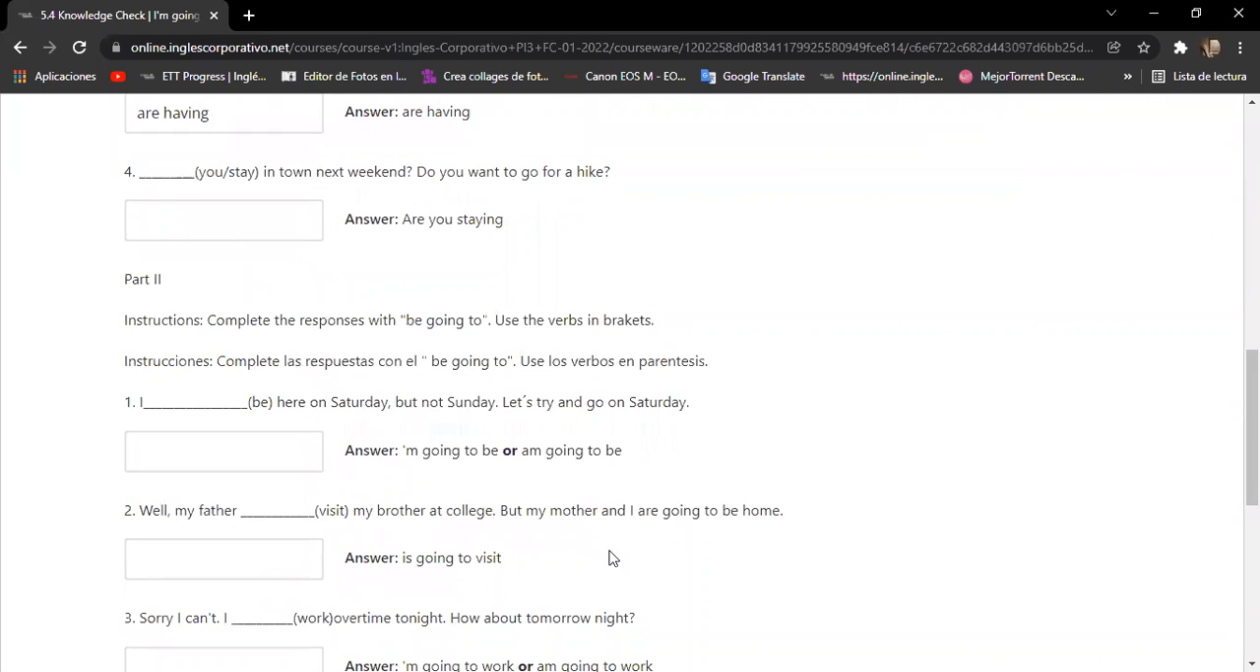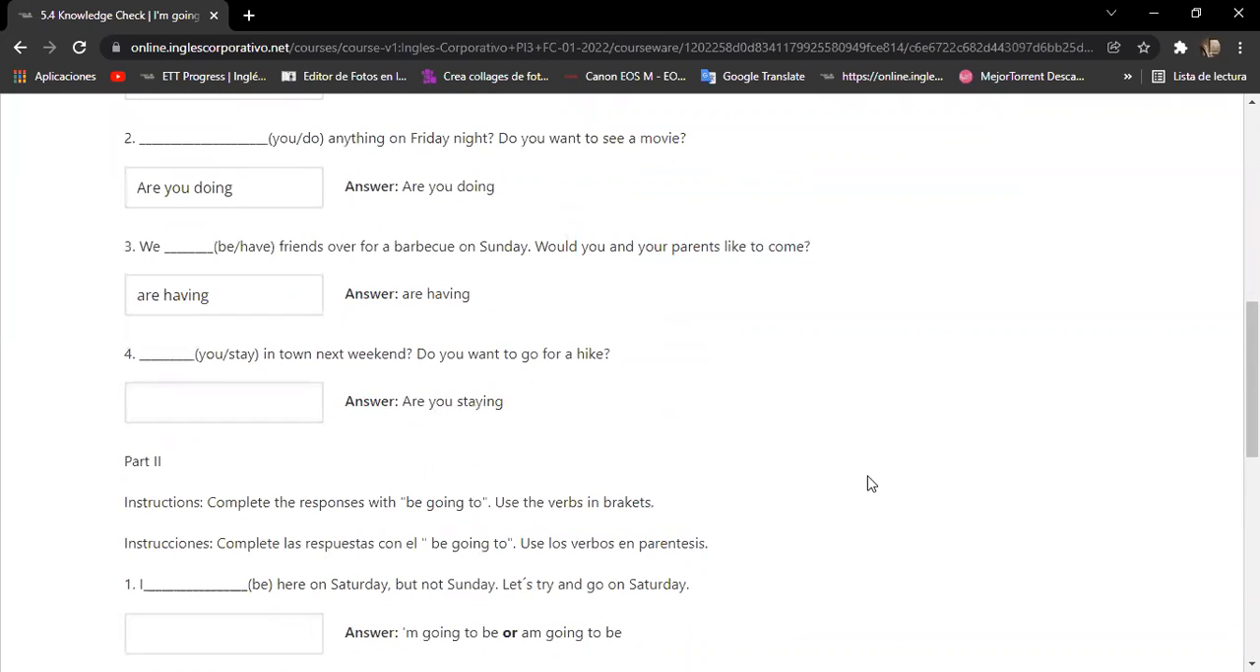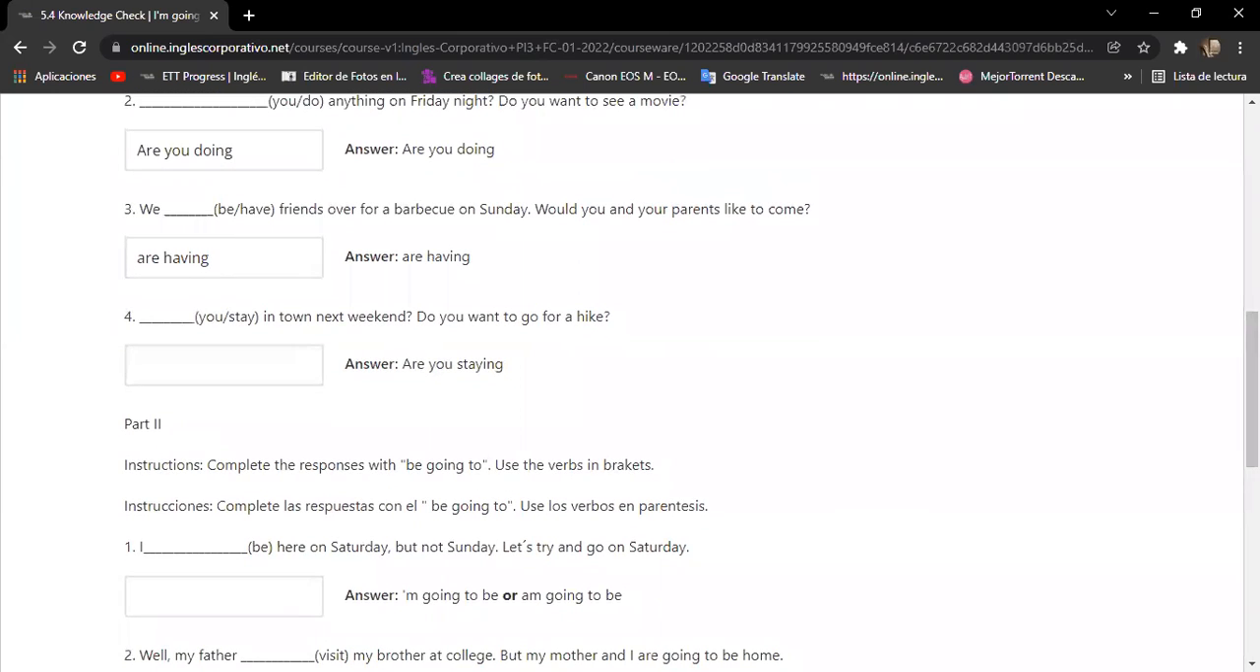Okay, number part two then. Complete and response with, okay, hoy sí usamos going to. So number one, it says, I am going to be here Saturday, but not Sunday. Let's try and go on Sunday. What is number two? It says, well, my father visit my brother at college, but my mother and I are going to be home. What is the correct? Well, my father is going to visit.